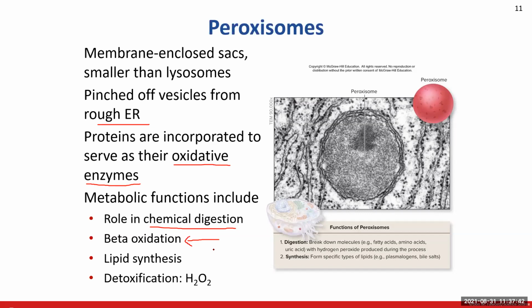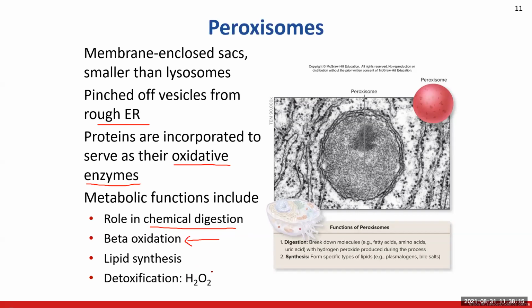Lipid synthesis. These peroxisomes will help with making specific types of lipids. For example, bile salts. It's a huge, important lipid because they help in the emulsification of fat. So bile salts help with breaking down fats. So this lipid synthesis process here helps us in trying to make these bile salts.